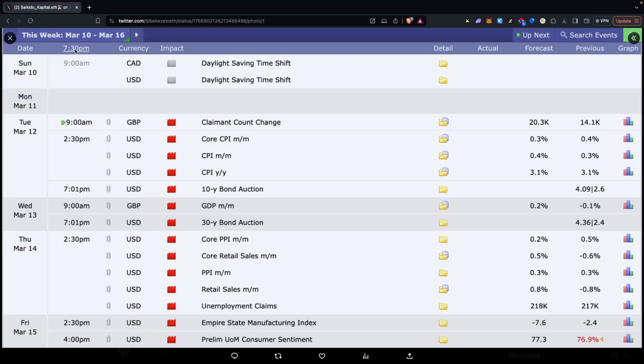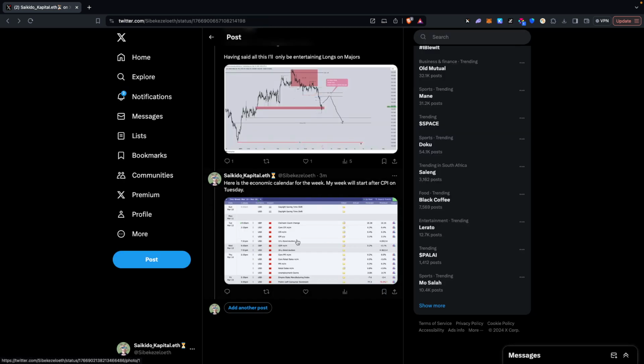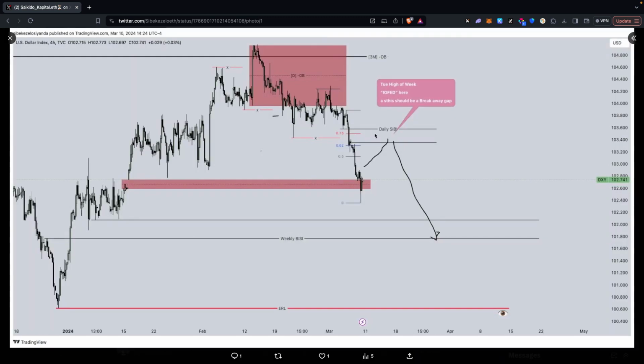Okay, so this is how you actually use your calendar. So you go to forexfactory.com and you just look at the weekly news or events, and then that's how you actually are able to forecast the whole of the week. So on Tuesday, I think we are going to see the high of the week because of the CPI. They're going to take us there. Then from there, we're not going to close inside that daily gap if we are going to be bearish. So I'm going to be watching that on Tuesday.